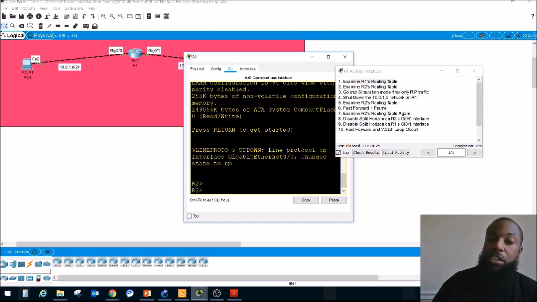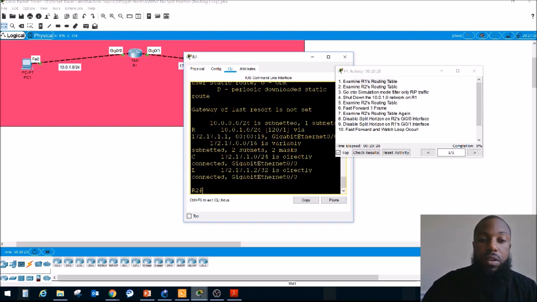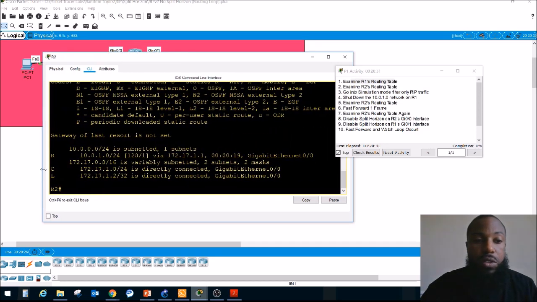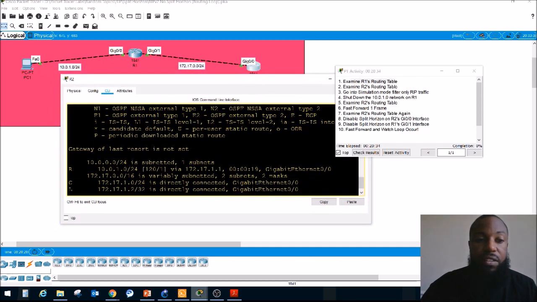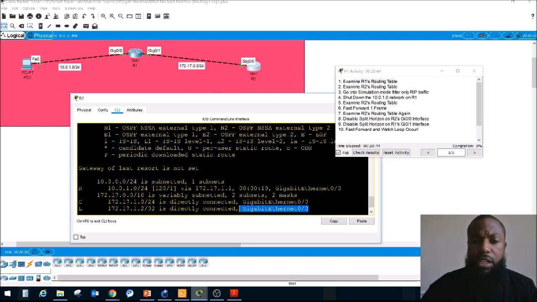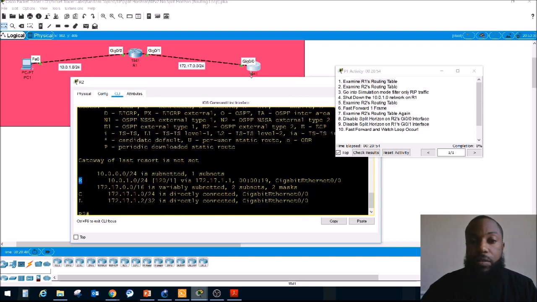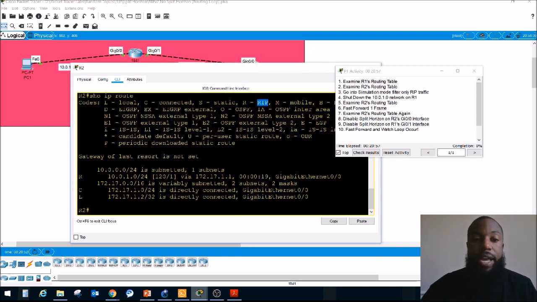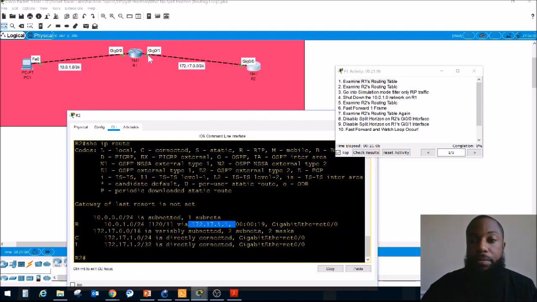Let's go through this real quick. Enable, show ip route. And you can see he knows about his connected interfaces. He knows about the 172 network. He has a loopback on him, 172.1.2. Is that a loopback? No, that's not a loopback, that's a gigabit interface. He also knows about the 10.0.1.0 network. He knows about this network through RIP, as you can see. Let me go ahead and bring that up. He knows about that via RIP. AD is 120, the metric is 1. He learned about it through 172.17.1.1.